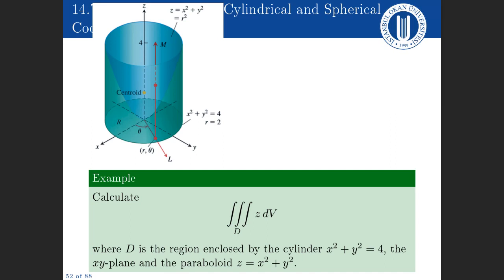Let's do another one. Calculate the triple integral over D of the function z dV, where D is the region in this picture. We're inside the cylinder x squared plus y squared is equal to 4. The bottom of this object is the xy plane. That's where z is equal to 0. And the top is the paraboloid z is equal to x squared plus y squared. Or the top is z is equal to r squared.